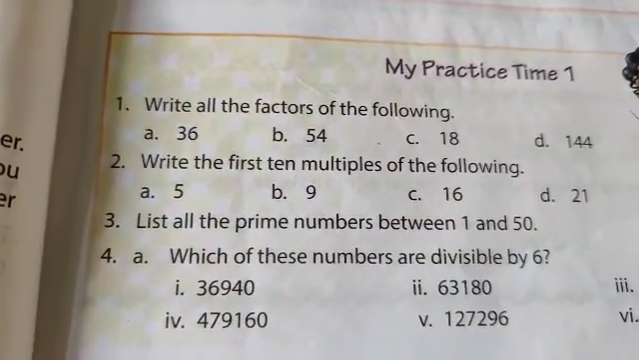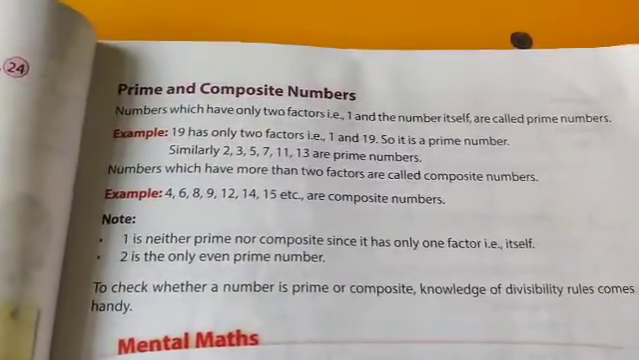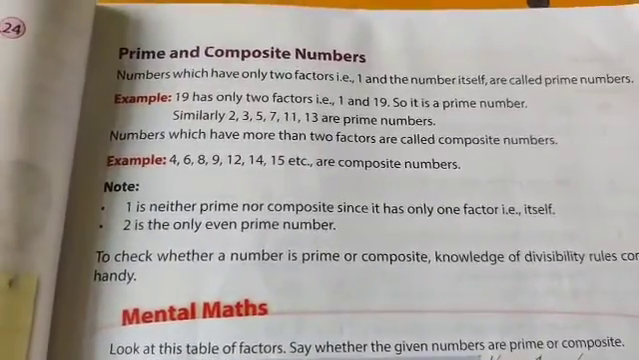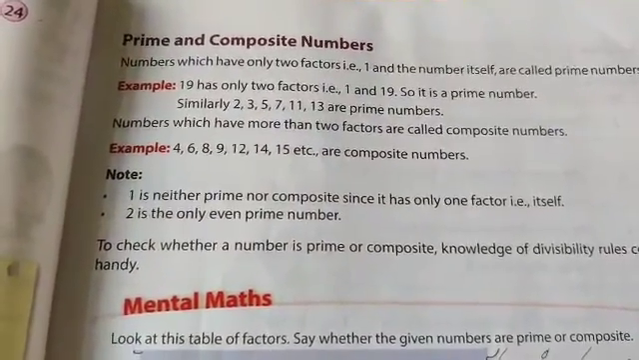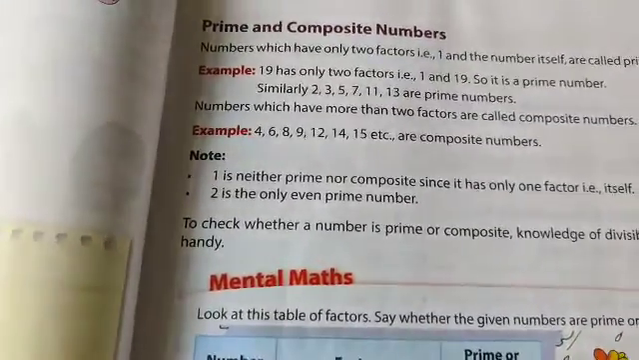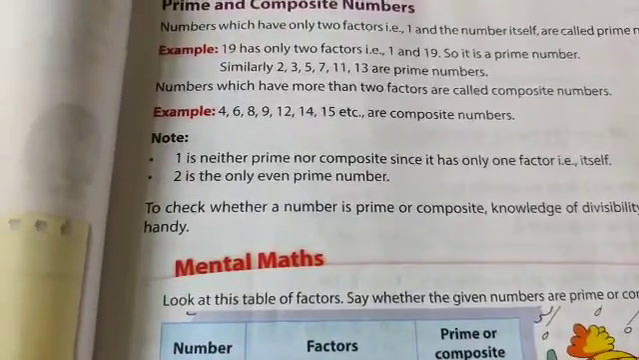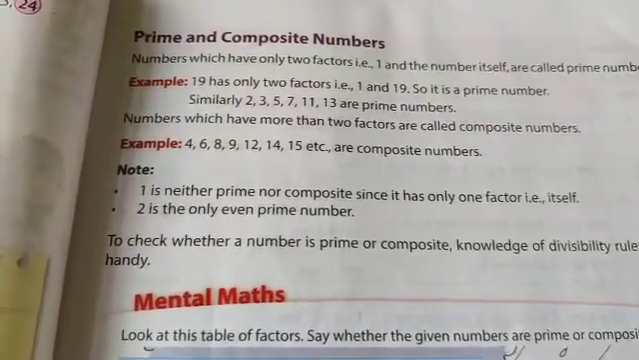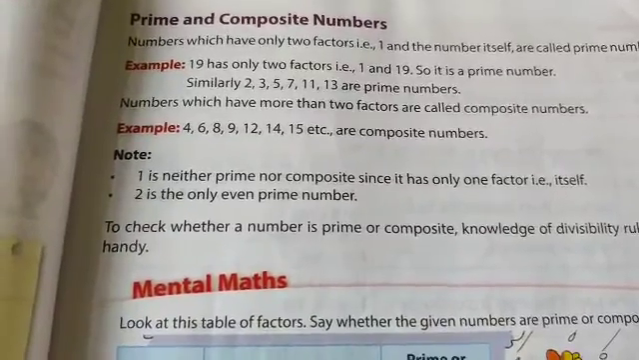Sure, now come to the basic terms used in this chapter. See, prime numbers and composite numbers. A number which has only two factors, that is 1 and the number itself, is called a prime number. In other words, a prime number is the number that always comes in its own table, अपनी ही टेबल पर जाए और किसी की टेबल पर ना जाए, और उसके सिर्फ दो ही फैक्टर होंगे, 1 and the number itself. Okay? See 19. 19 has only two factors, 1 and 19. So it's a prime number.